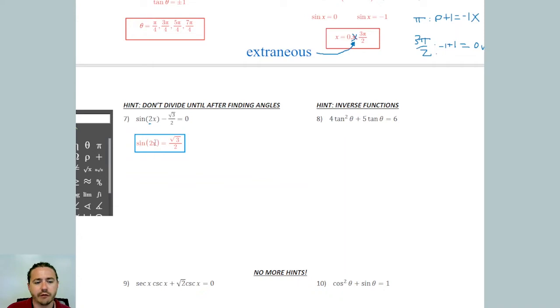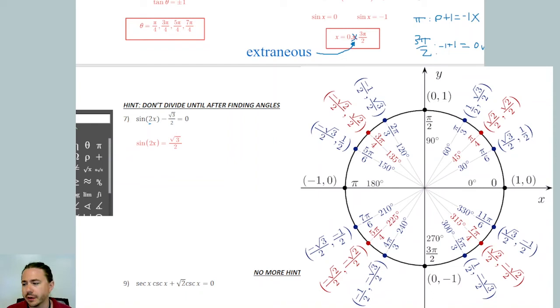So sine of what angle is root 3 over 2? I'll bring this up. I don't have to bring this up every time, but every once in a while it's good to throw it up here. We're looking for an angle measure where sine is equal to root 3 over 2. And I see that happens at pi over 3 and 2 pi over 3. So what we're going to say here is that 2x equals pi over 3 and 2 pi over 3.